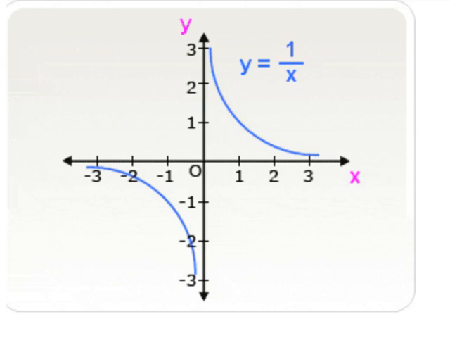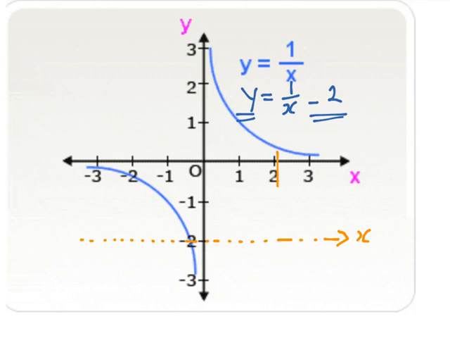What would happen if we change this graph to y equals 1 over x minus 2? The graph would shift down 2 along the y-axis. Each point goes down 2. So the x-axis is now down at negative 2. Shift everything down 2 units.